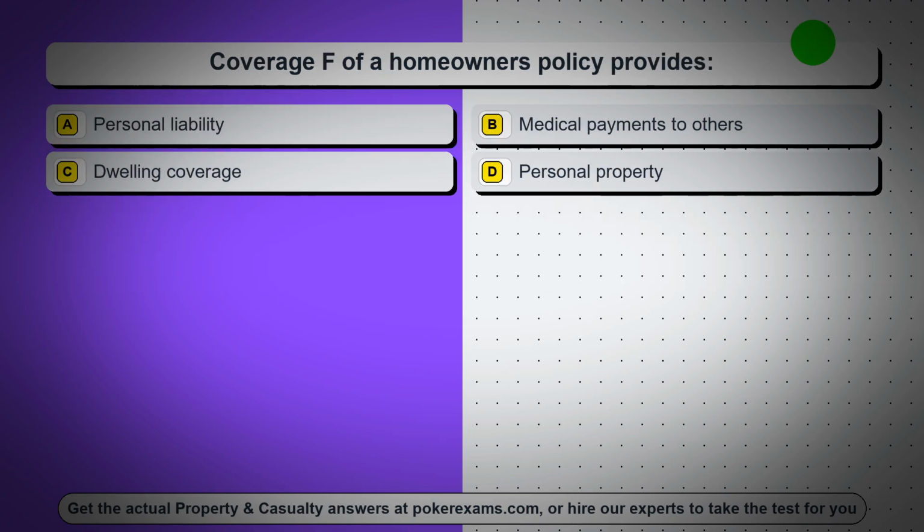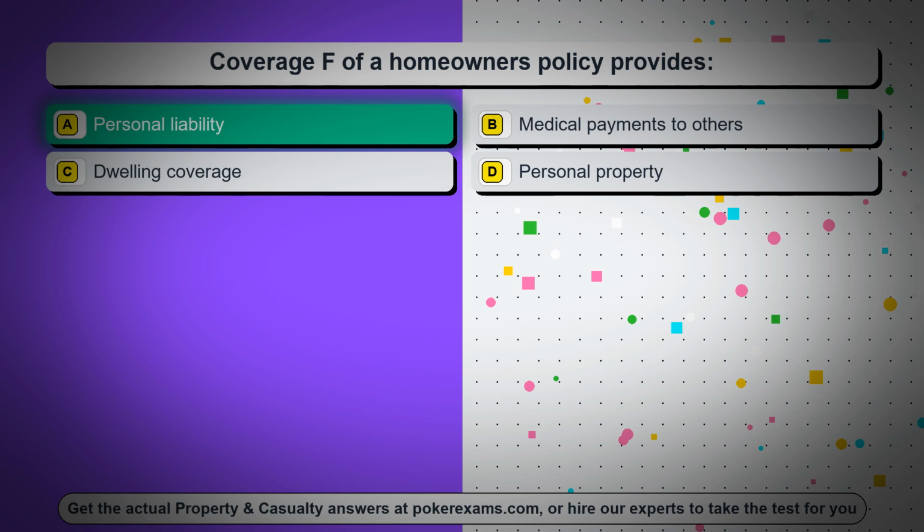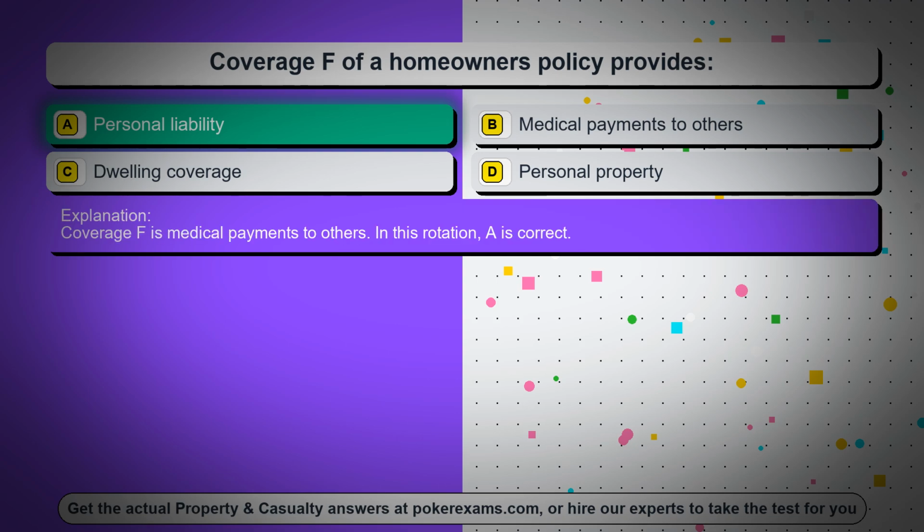Question 24. Coverage F of a homeowner's policy provides option A, personal liability. Option B, medical payments to others. Option C, dwelling coverage. Option D, personal property. The correct answer is option A. Personal liability. Coverage F is medical payments to others. In this rotation, A is correct.